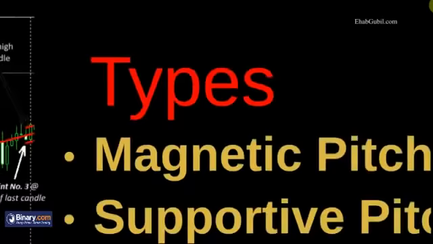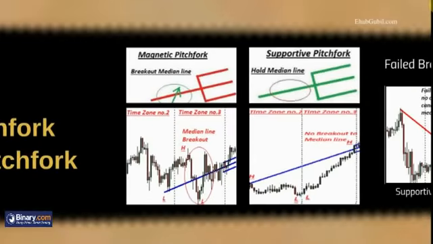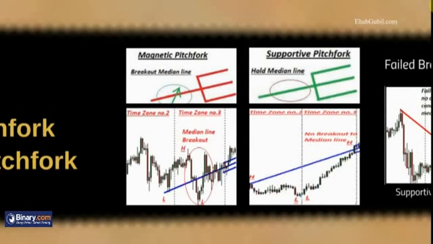There are 2 types of our PF strategy: supportive pitchfork and magnetic pitchfork. Each has a specific shape and function that we should understand well to know how it works. We will always focus on the median line of the PF, which differentiates between the 2 types. The common type of the PF that we will see a lot in charts is the magnetic PF.